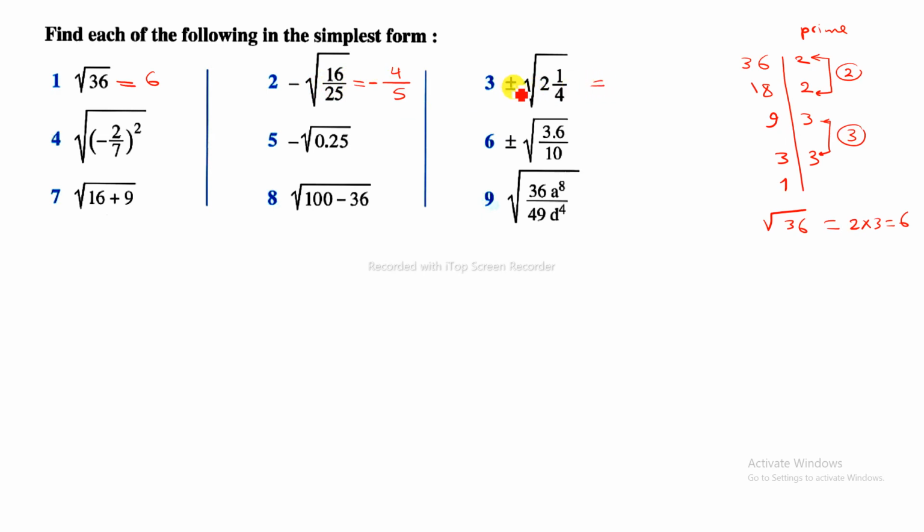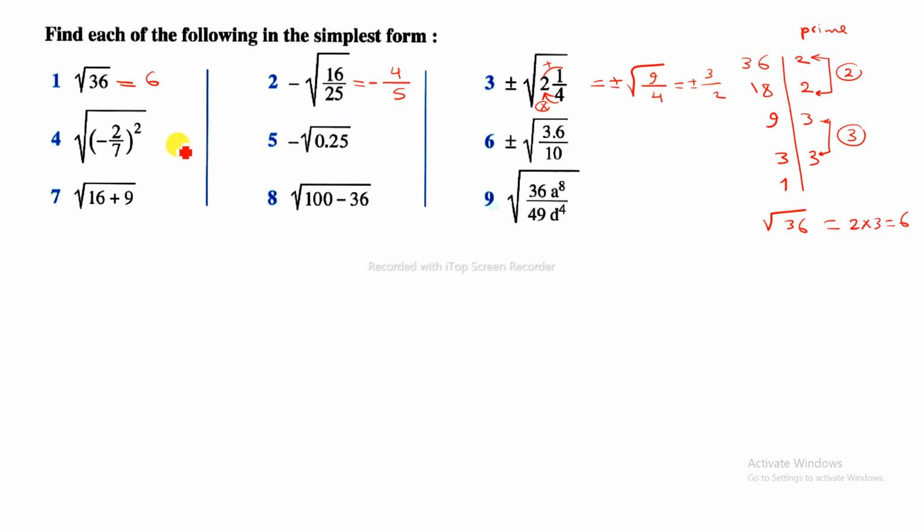Number 3. Positive or negative square root 2 and 1 over 4. So it is positive or negative square root. Convert this mixed number into a fraction. Here is 4. 4 times 2 is equal to 8. 8 plus 1 is equal to 9. Therefore, positive or negative square root of 9 is 3. Square root of 4 is 2.